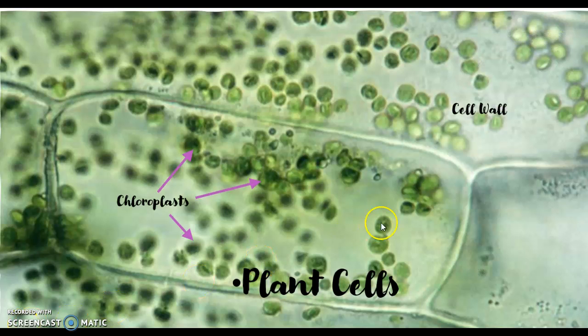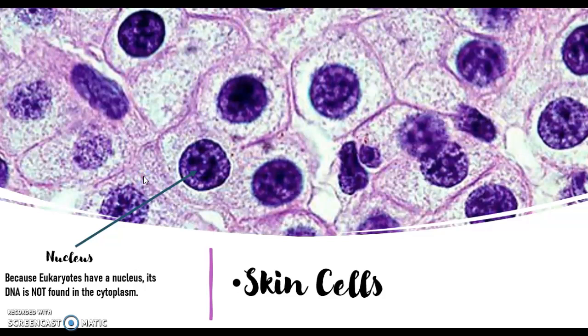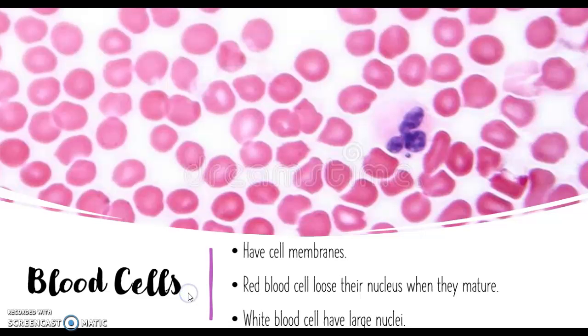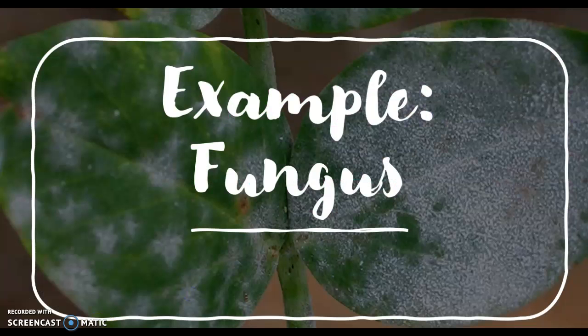This is a plant cell. How do we know? Well, it's got chloroplasts. Chloroplasts are found in plants. It also has a cell wall. You can see how thick it is. This makes this a plant cell. These are skin cells. All right, these are animal cells because they have a cell membrane. These are blood cells. Red blood cells used to have a nucleus in them, but white blood cells, look how big their nucleus is. We're going to end with part 1 of cell structure right now.